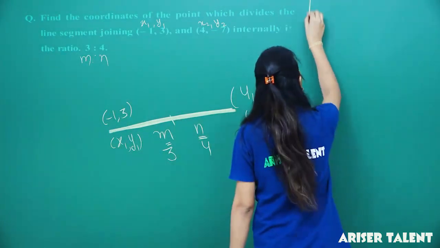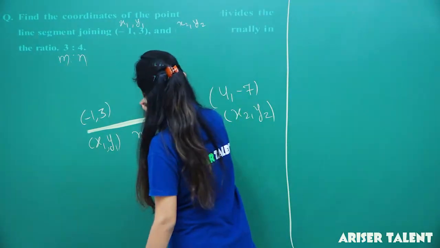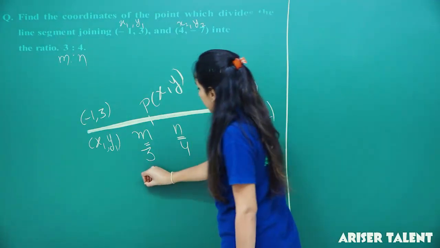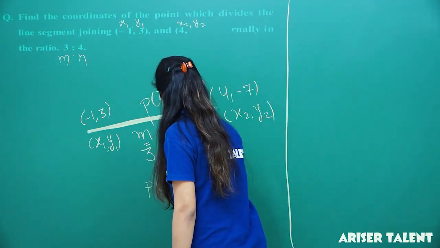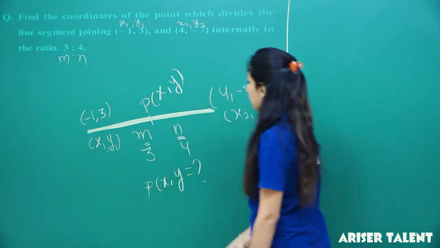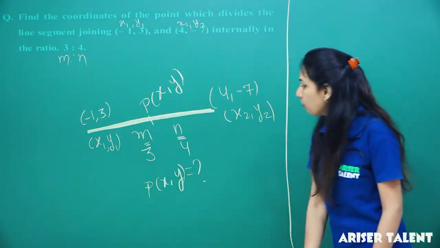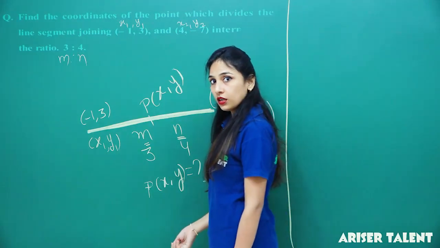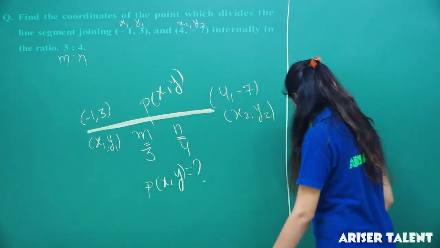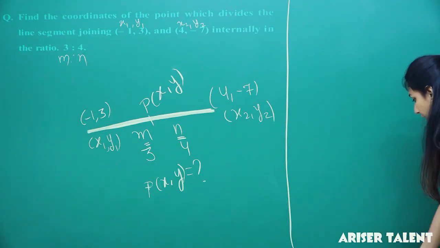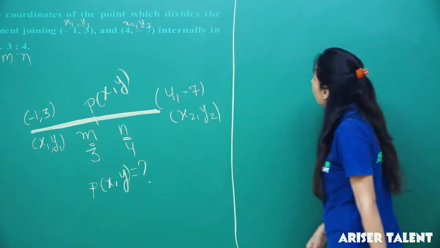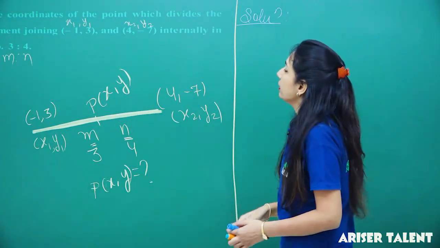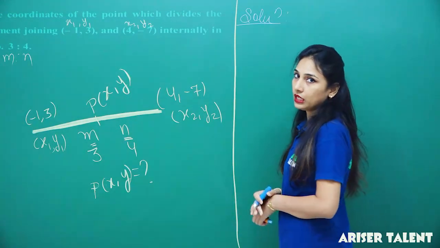This is so simple. What you have to know is that this point is P and has some coordinates x comma y. Now you have to find out P(x, y) equals what? Simply, you have to find the abscissa and the ordinate of this, right? So we'll move to the solution part. Students, I know you know how we are going to solve it because we have done similar questions previously. So it's just a rewind for you, right?